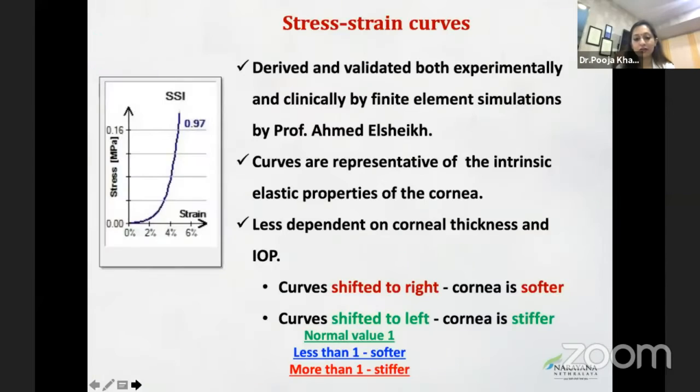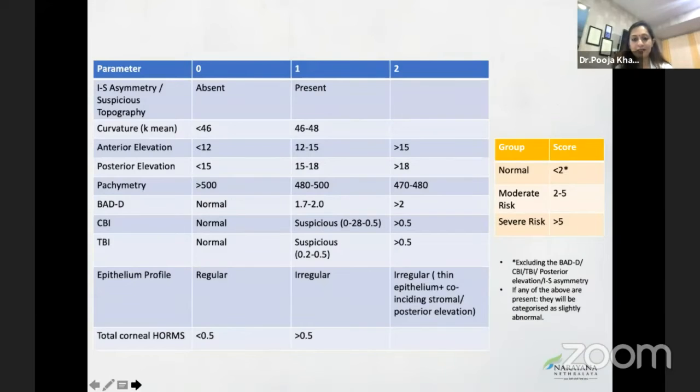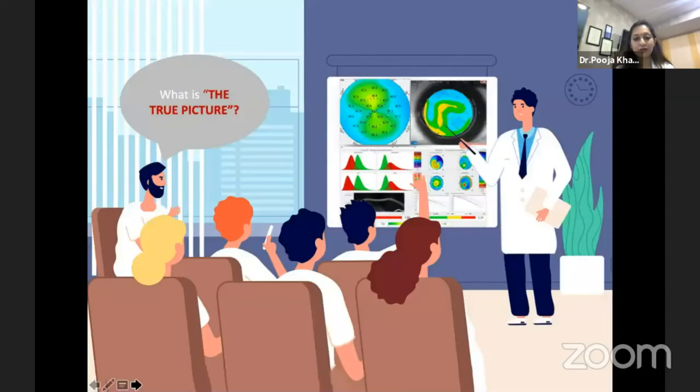a surgery or not. So let's look at this. This is a scoring based on inferior-superior asymmetry, whether it's a suspicious topography, your K-mean, anterior elevation, posterior elevation, pachymetry, BAD-D, CBI, TBI, and the HRMS. If the score is less than 2, you can go ahead and do any surgery you want. These are not KC, keratoconus cases, these are just suspicious topographies. If the risk is moderate, 2 to 5, then you probably do a PRK or an extra procedure. And if it's a severe risk, you would probably go ahead with a phakic IOL if possible.